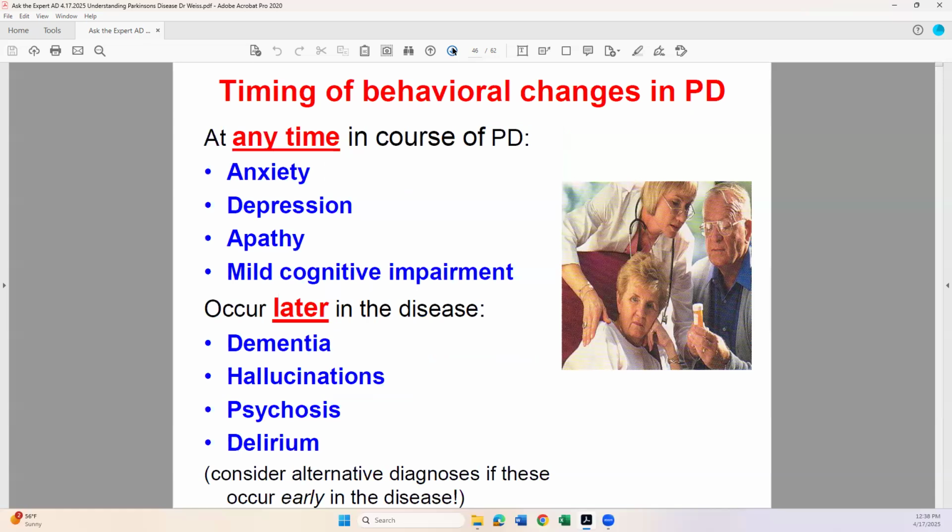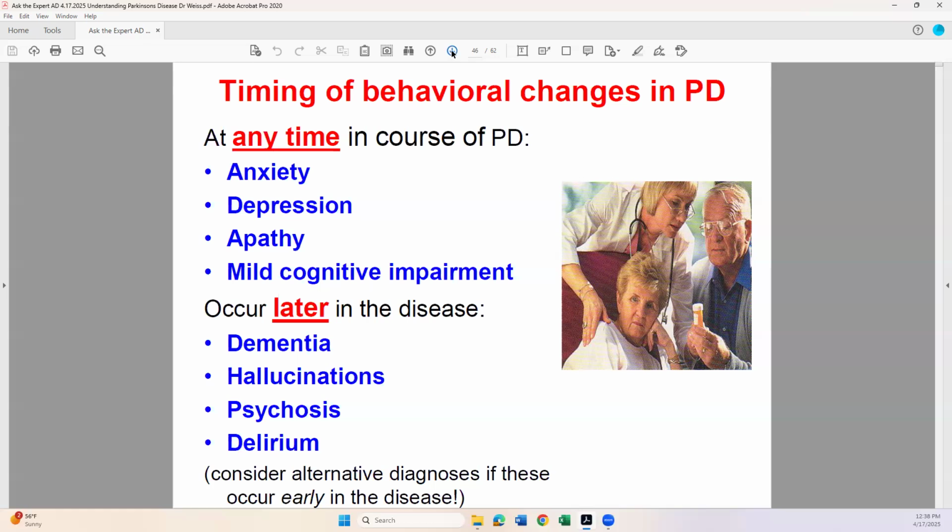Think about these behavioral changes. There are certain behavioral changes that might occur at any time during the course of Parkinson's, even before the diagnosis. For example, depression. Significant depression is very common in Parkinson's disease. And in fact, as most of you know, sometimes depression can begin even before the diagnosis of Parkinson's disease is made. Late life depression is often a warning sign that the patient is developing a neurodegenerative process.